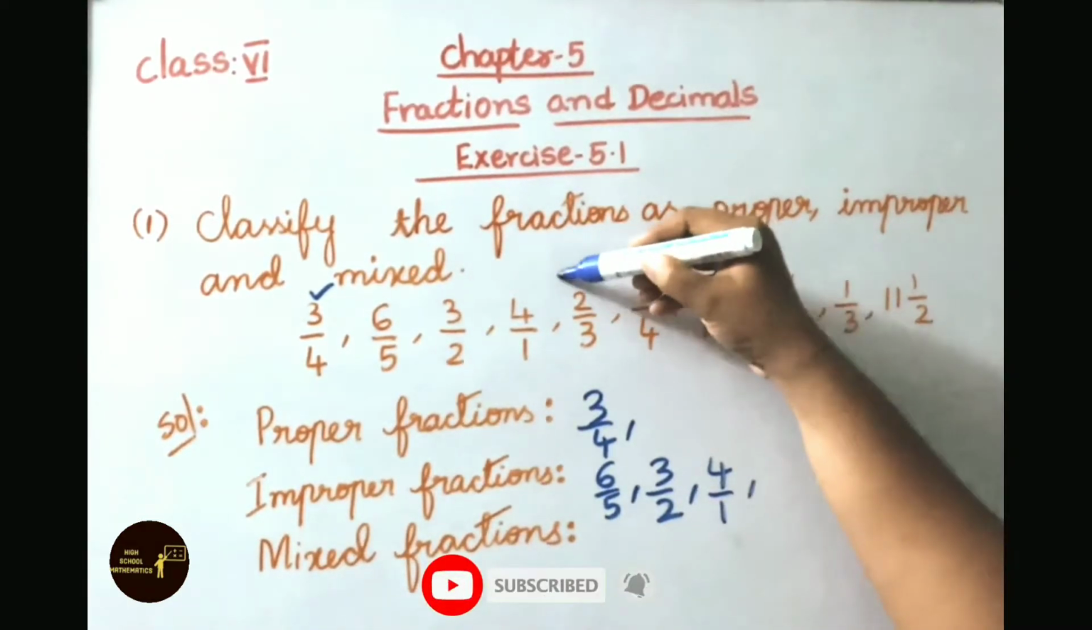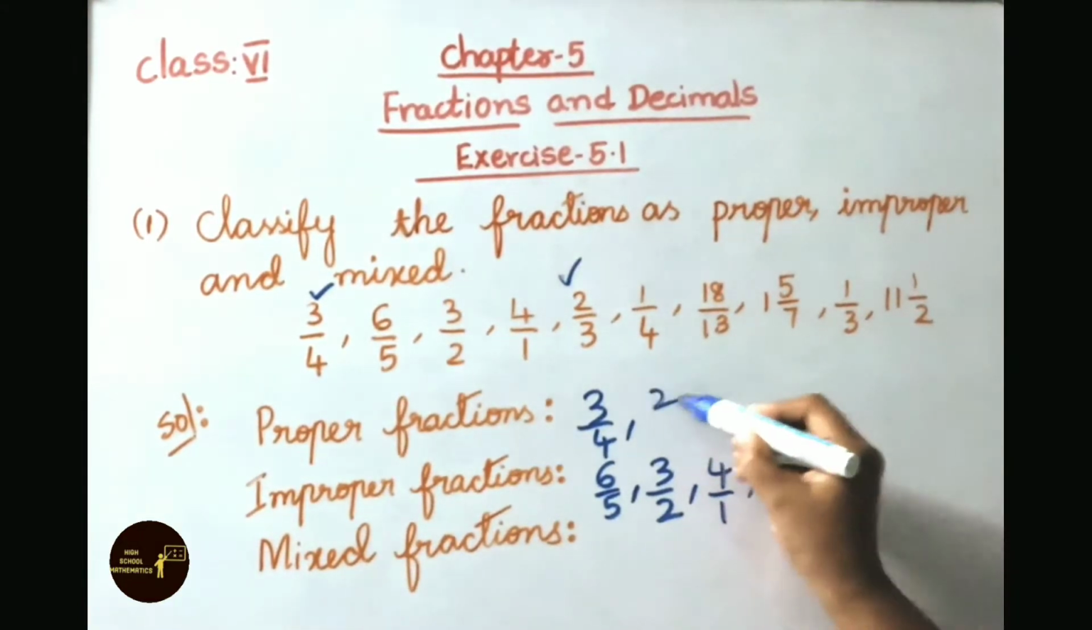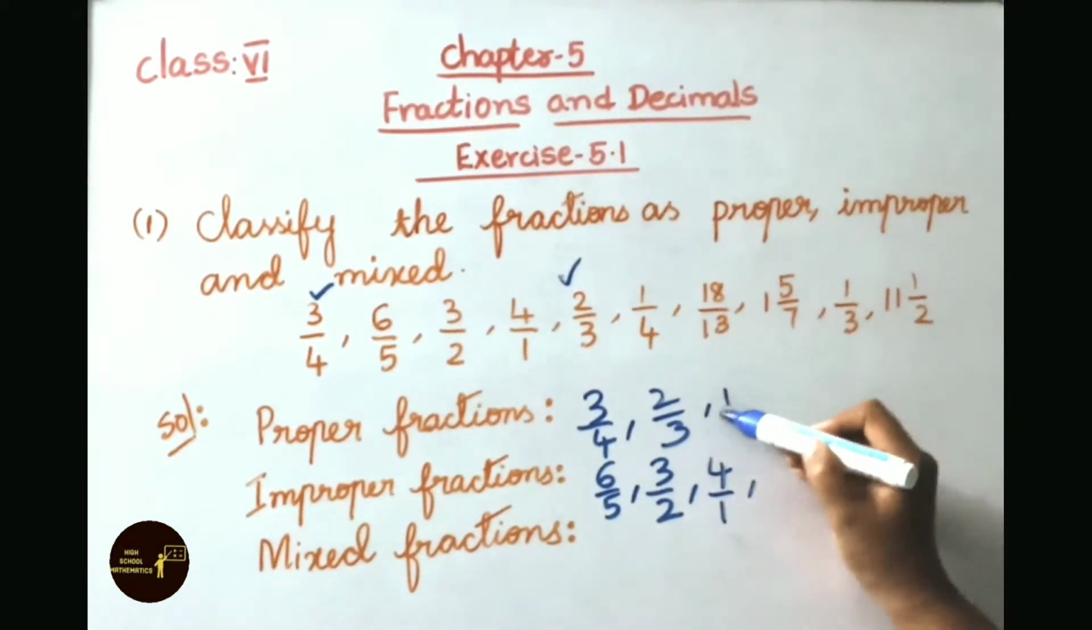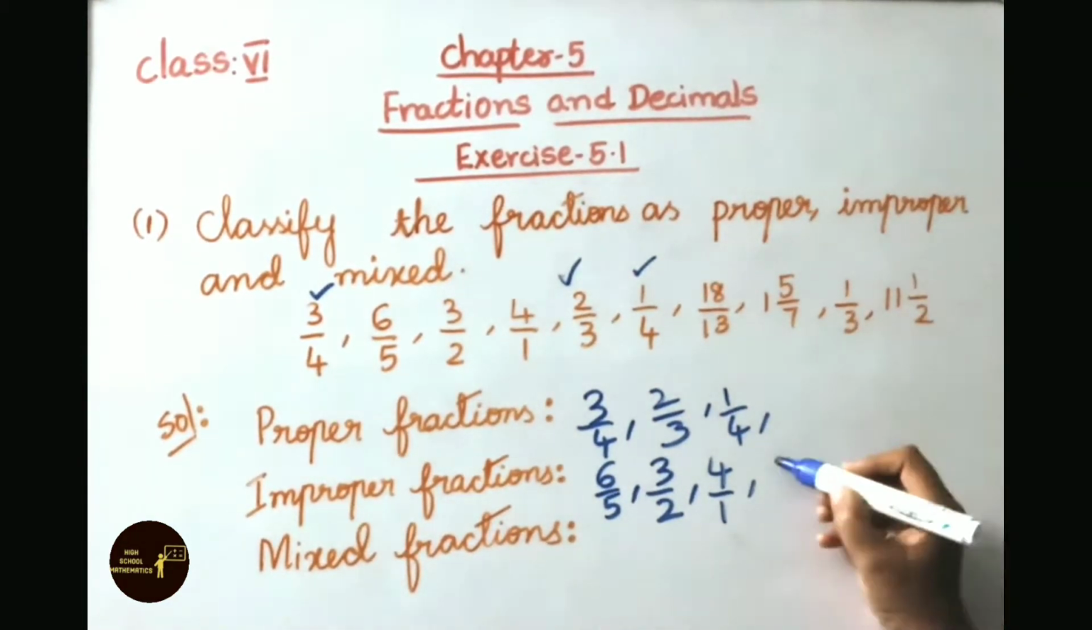Next 2 by 3. Numerator is less than the denominator, so it is a proper fraction. 1 by 4, numerator is less than denominator. It is also a proper fraction. Next, 18 by 13, numerator is greater than the denominator, so it is an improper fraction.